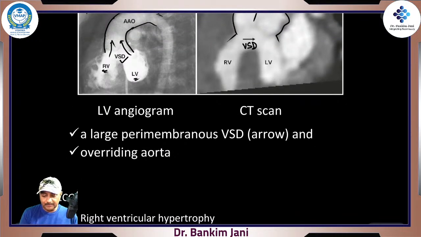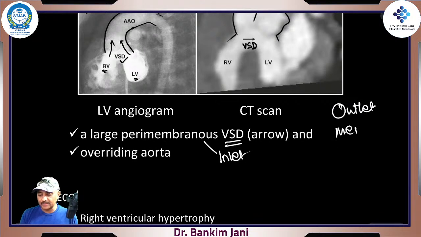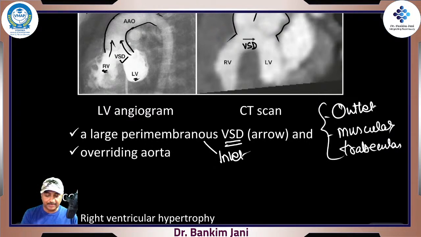You know it very well that there is a ventricular septal defect. Ventricular septal defect, there were three types, right? One was inlet, that is perimembranous. Second was outlet, and the third one was muscular, right? Muscular was also called the trabecular, correct? So these were the three types of VSD, but over here it is the perimembranous VSD that is shown, right? And then there is overriding of aorta. So these are the two important findings.